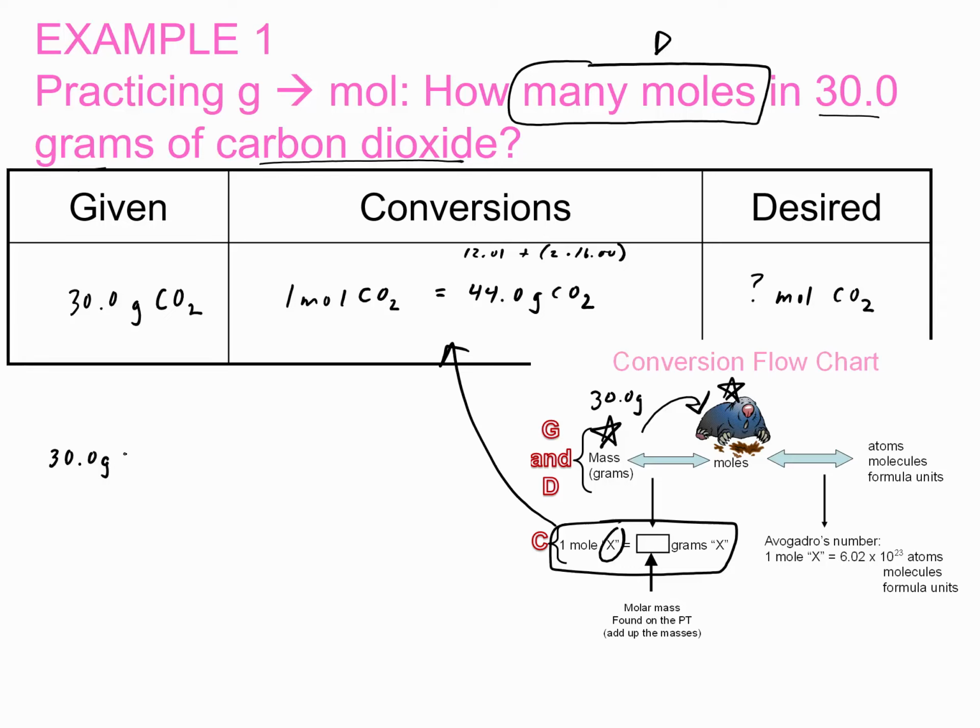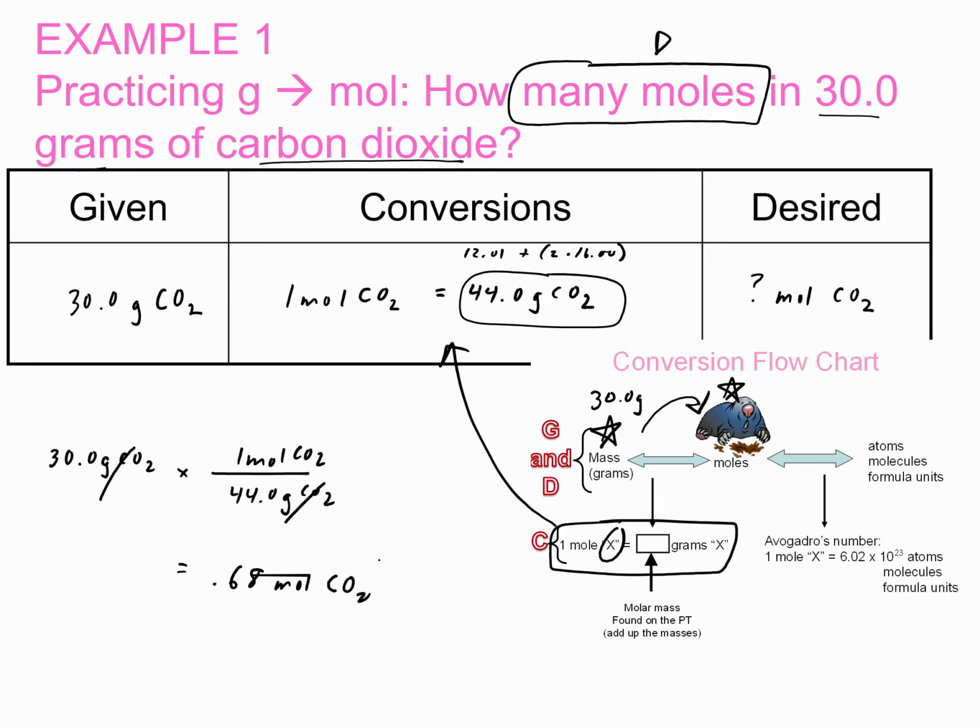Now I'm ready to solve. So I rewrite my given times, I make a line. I have my gram unit right here, so I put 44.0 grams of CO2 here and 1 mole of CO2 on top. So grams cancels, and then I have 30 divided by 44. And I get 0.68 moles of CO2.